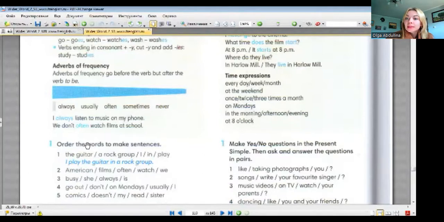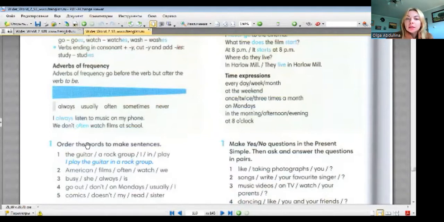Вони будуть йти перед цим дієсловом. For example, she often reads in the evening, or they never go to the beach. Отже, запам'ятовуємо, якщо у нас іде am, is, are або was, were, а це ж, власне, є форми дієслова to be, то спочатку йдуть ці форми, а потім слова always, usually, often, sometimes, never.